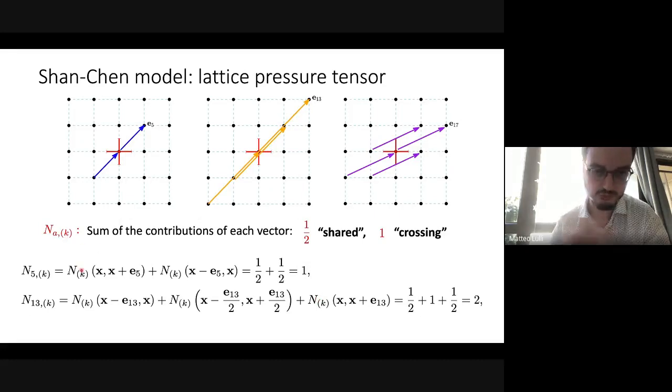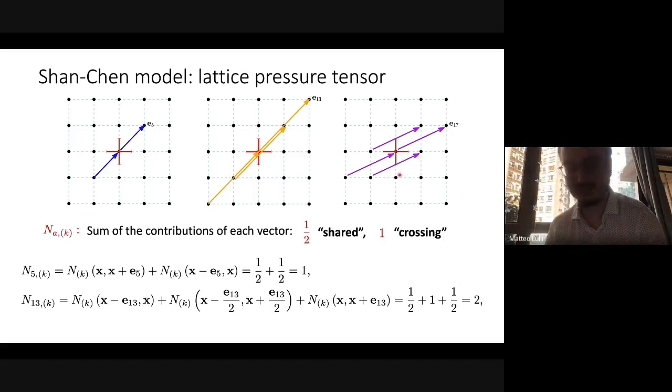We briefly describe how to construct this lattice pressure tensor. Let's start with the sum of the contributions. These are the two area elements in 2D. Each vector that only touches, like E5, either with the tail or with the tip, the area element counts 1/2, because there is going to be another area element that shares the same vector. Whereas all the vectors that cross count 1. So here we have 1/2 plus 1/2 as reported below. For E13, we have 1/2 plus 1 plus 1/2.